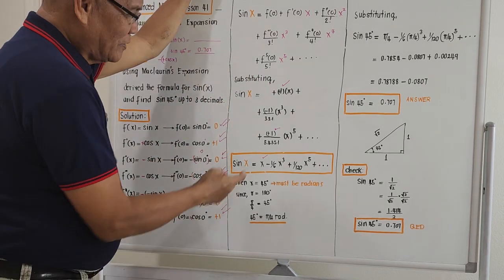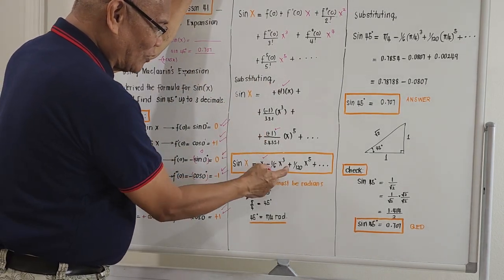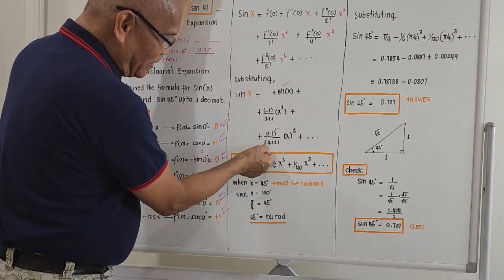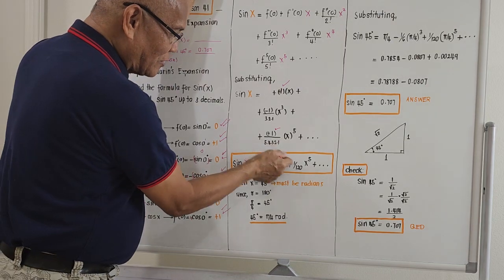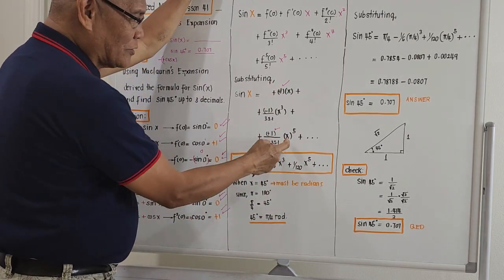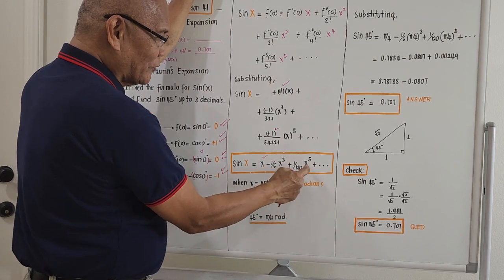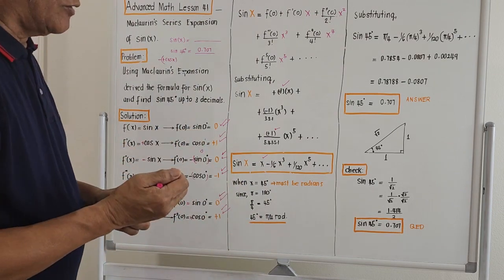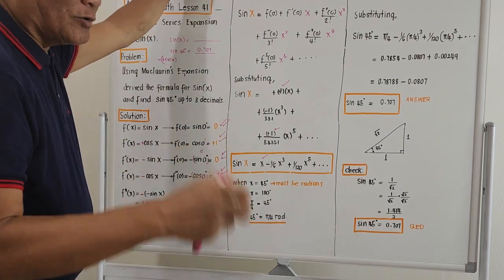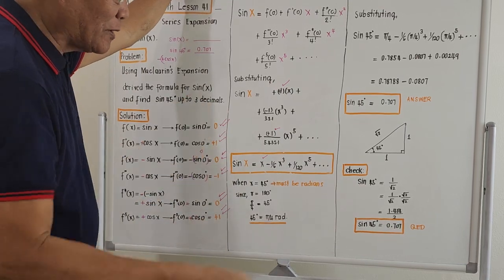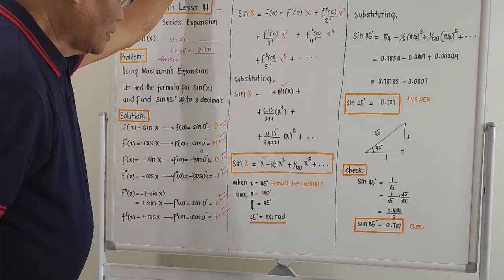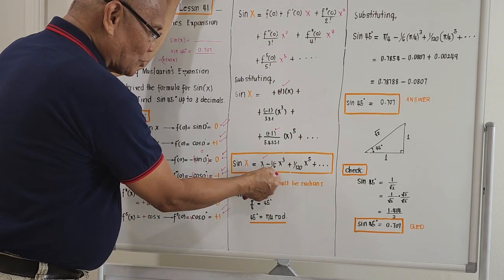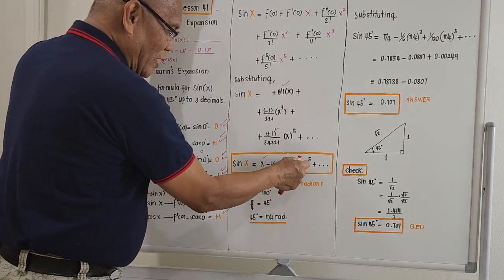The last part will be plus 1, preceded by plus, so this will be plus, all over 5 factorial. 5 factorial will be 20 times 6, which is 120. So the coefficient of x to the 5th will be 1 over 120 times x to the 5th. So this is the equivalent of sine of x by using the Maclaurin series expansion. This is a general formula. Sine of x in general now will be x minus 1 over 6 x cubed plus 1 over 120 x to the 5th.